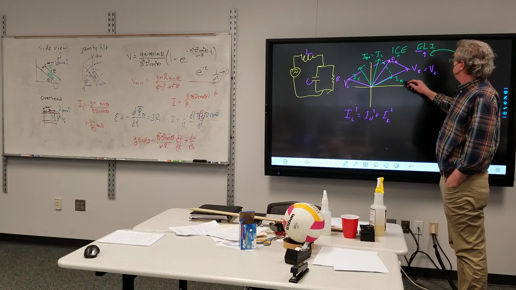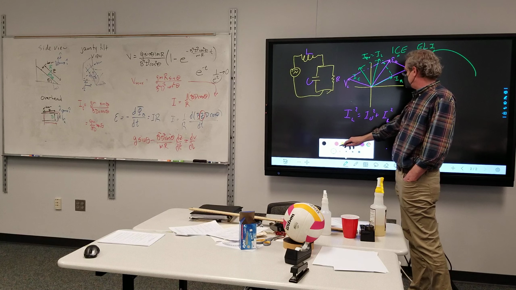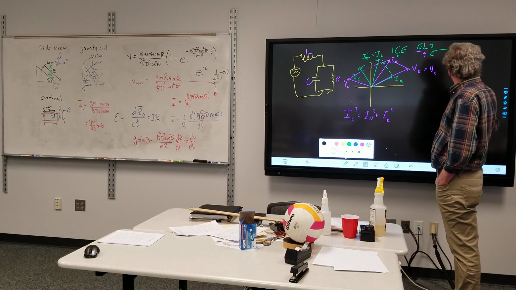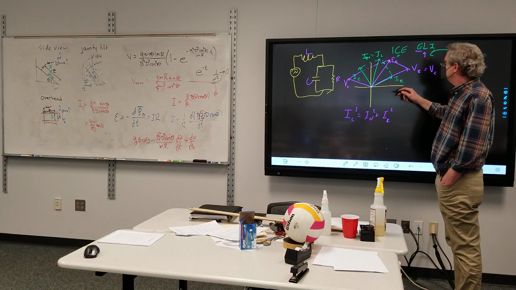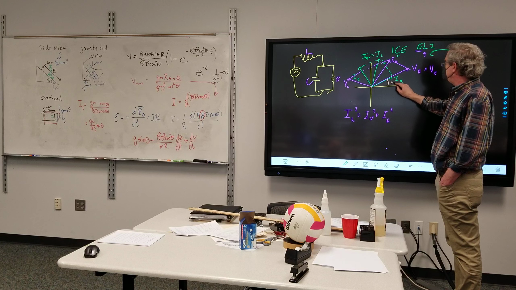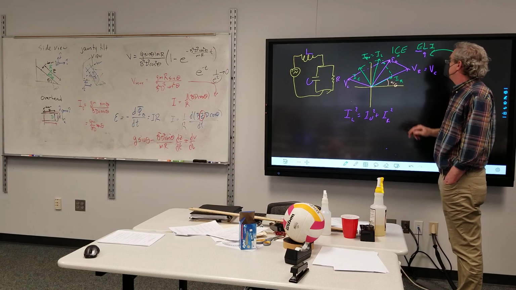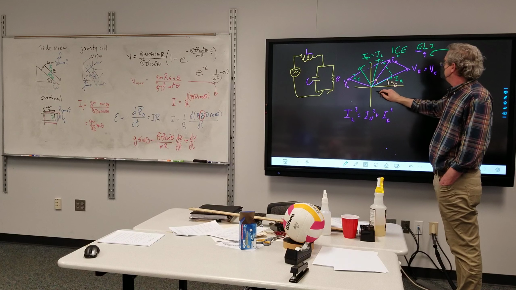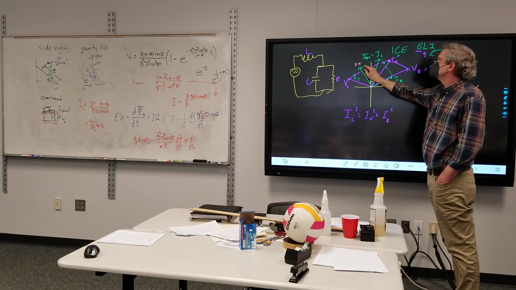So let's go for another color, orange or red or whatever that is. So that's pi over 6. I know that this would be 90 degrees. That's a right angle there. So that would be 3 pi over 6. So that's 4 pi over 6. That's 2 pi over 3.